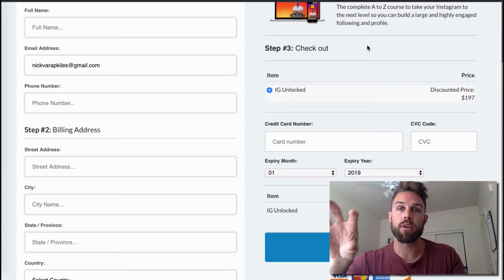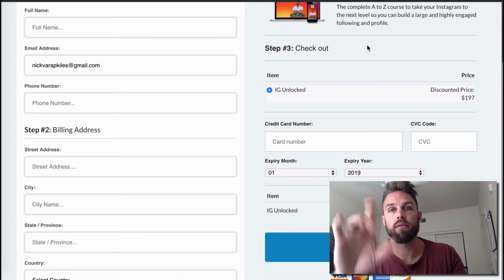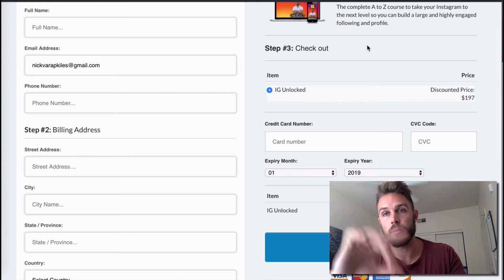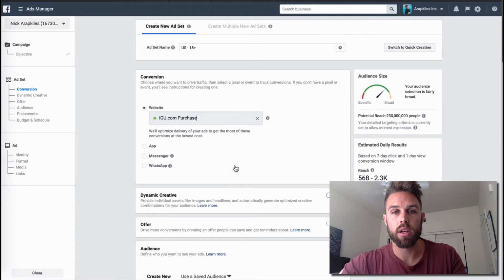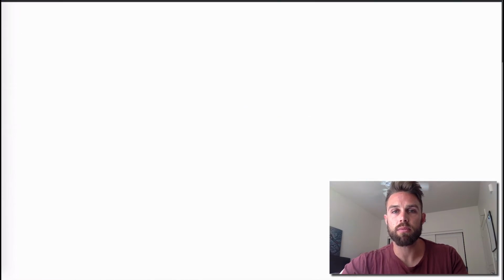But basically, I put that conversion pixel on the first upsell so that when someone reaches that page, Facebook and Instagram know that that came from this specific ad. Okay, so that's the important part. We'll get into this here in a little bit too.